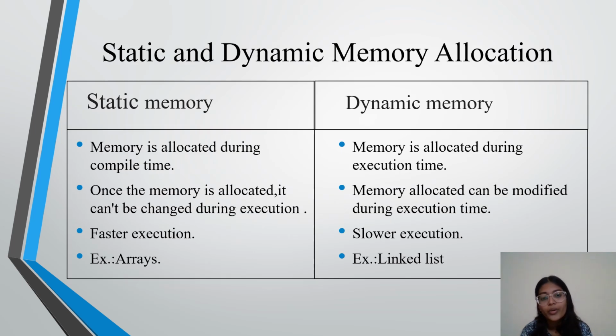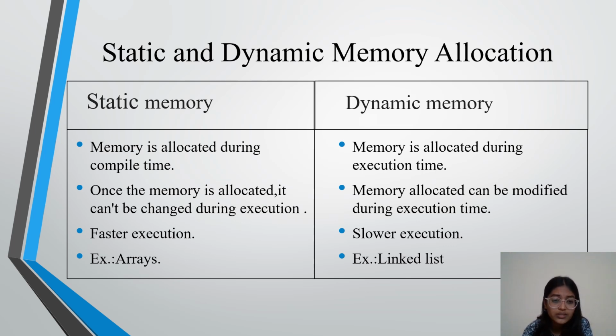And let's know about types of memory allocation. One is static memory and another one is dynamic memory. In static memory, the memory is allocated during compile time. In dynamic memory, the memory will be allocated at the time of execution. In static memory, as the name suggests, once the memory is allocated, it can't be changed. Okay. And in dynamic memory, you can always modify the memory allocated.